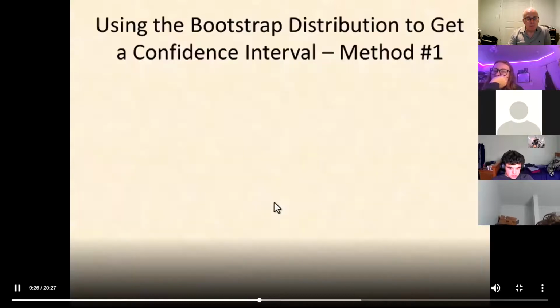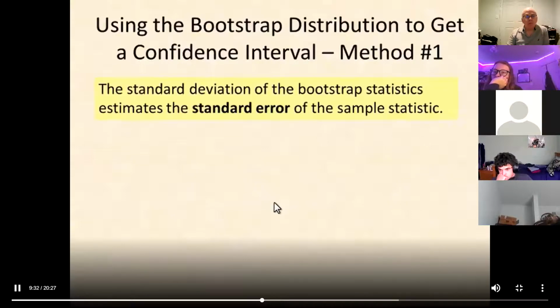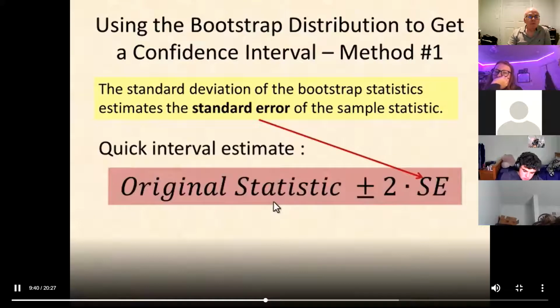So there are 2 ways to use a bootstrap distribution to get a confidence interval. The first way is to use that standard error. The standard deviation of the bootstrap statistics estimates the standard error of the sample statistic, and a quick interval estimate is to use the original statistic plus or minus 2 times the standard error.